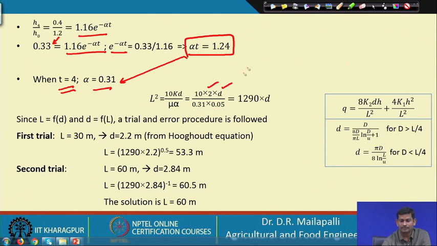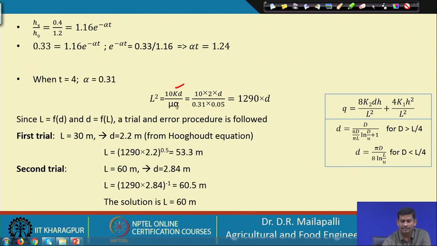So, this is not given, of course. So, k is given, mu is given, alpha we estimated, and finally, L square is equal to 1290 into d. Okay. So, now since L is a function of d and d is a function of L, a trial and error procedure is to be followed. So, that is what we explained.